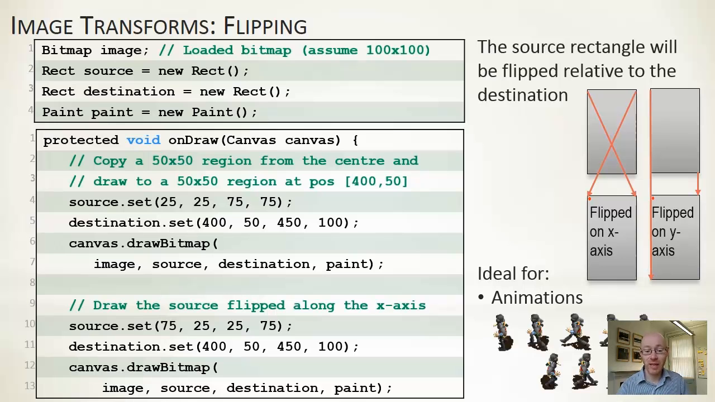They draw it flipped along the x-axis. And you'll see for the destination, it's still the same destination. We're not changing that. It's still the same way of drawing it. But what we do change is the source component. If you were to say, okay, that point 75, 25 is your top left, and point 25, 75 is your bottom right, then that effectively has flipped the coordinates around within the source rectangle. And that, when we draw it, will then flip it around and give the appearance that the object has been flipped along the x-axis.